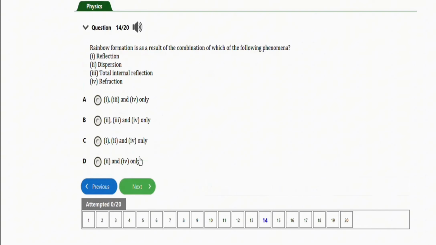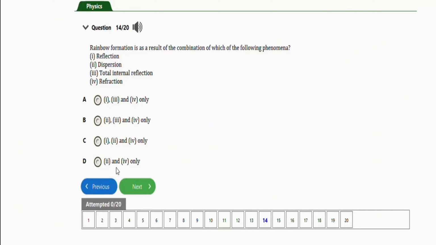Next question is this one. It says rainbow formation is as a result of the combination of which of the following phenomena: reflection, dispersion, total internal reflection, refraction. So the correct option will be the list that includes dispersion, total internal reflection, and refraction. Option B, I and IV only. Alright, reflection is not among.